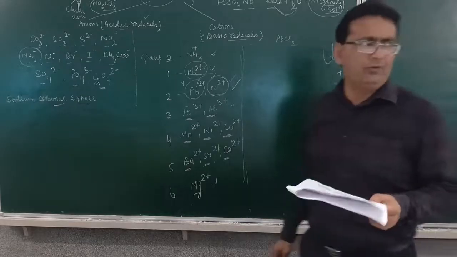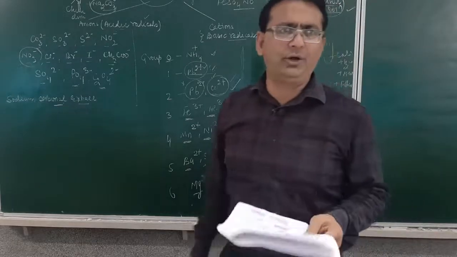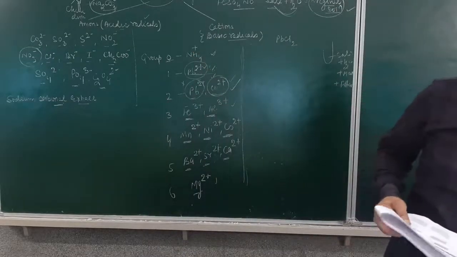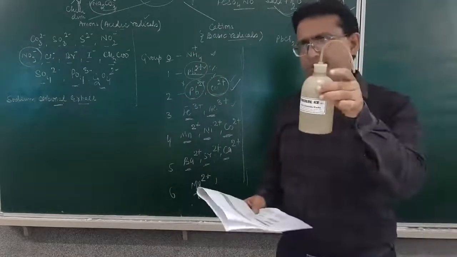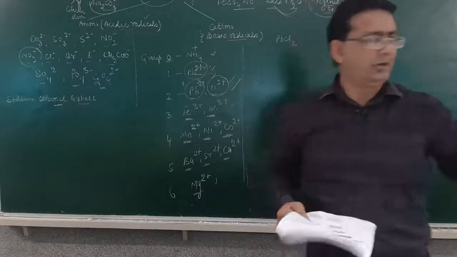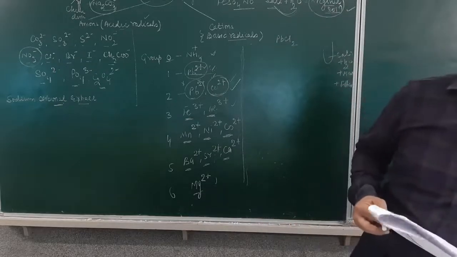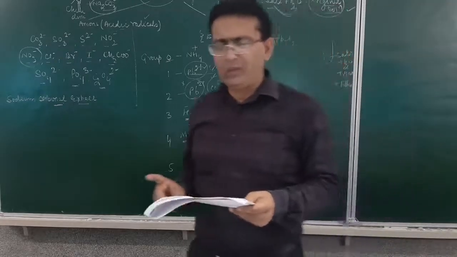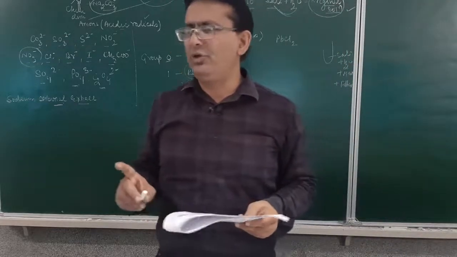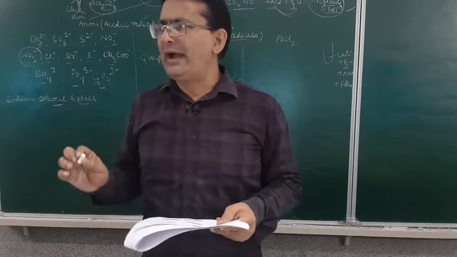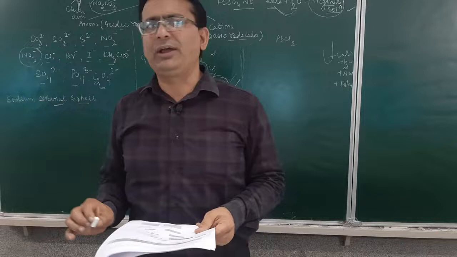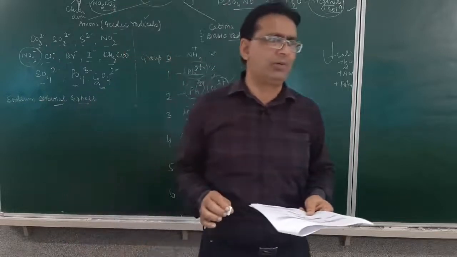To this solution, we add dilute hydrochloric acid. Dilute hydrochloric acid is kept in the wash bottle, this bottle. From here you have to add. It will be kept on either side of the reagent shelf and you have to add it from there. So to the original solution, you add dilute HCl. When you add the dilute HCl, a white precipitate will be obtained. If the white precipitate is obtained, it indicates the presence of group number 1.